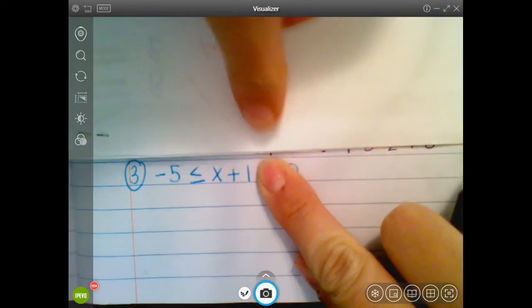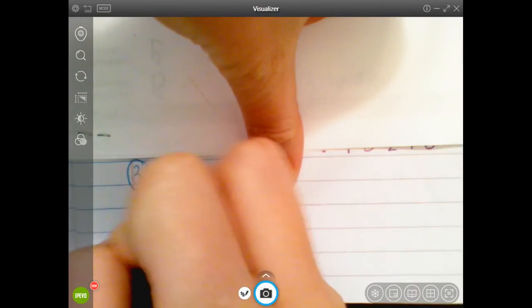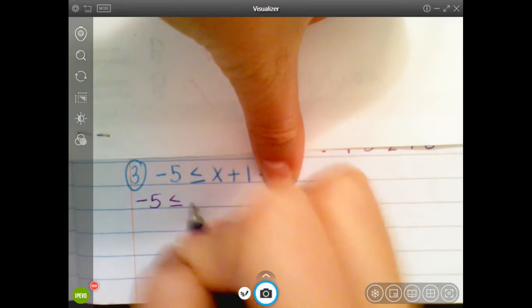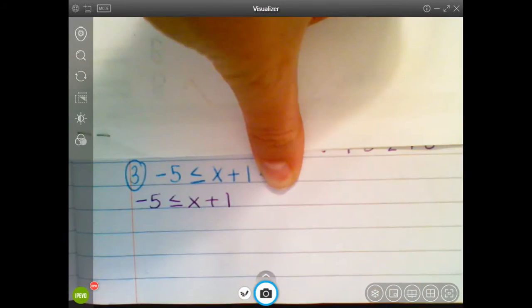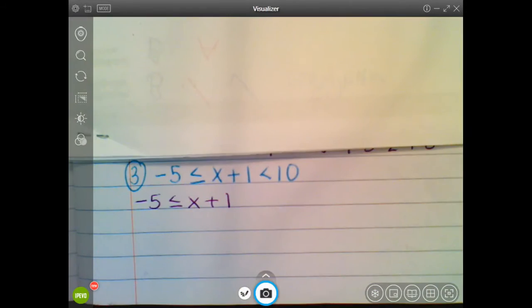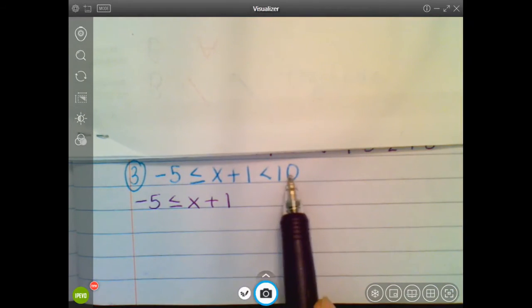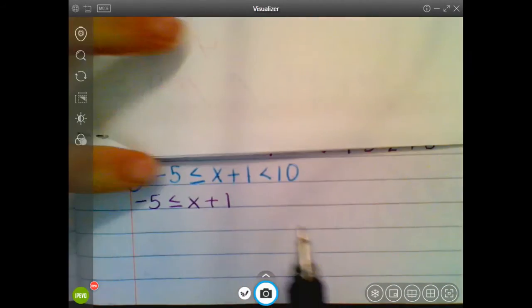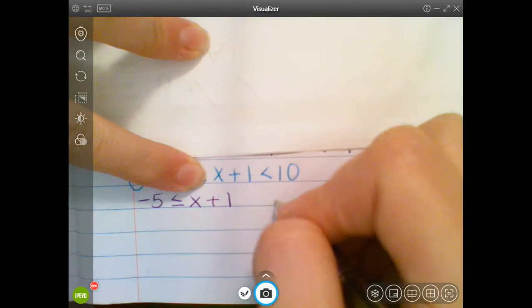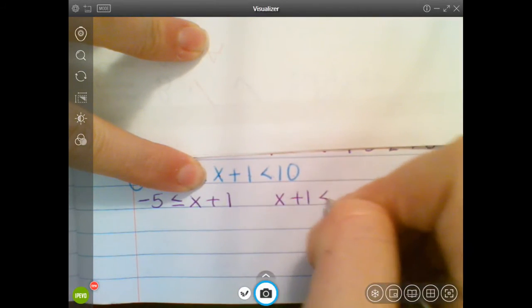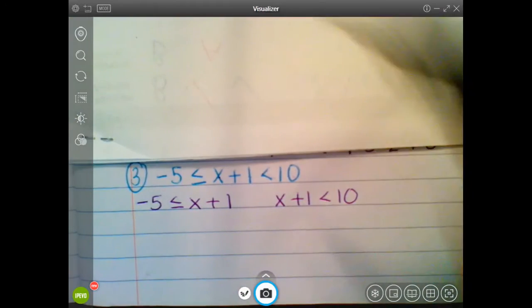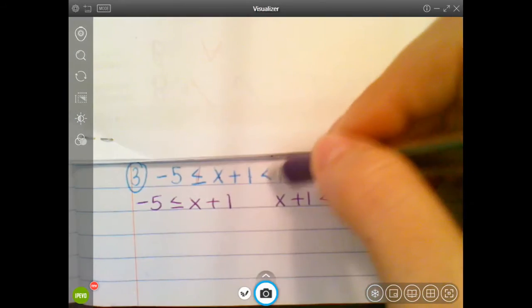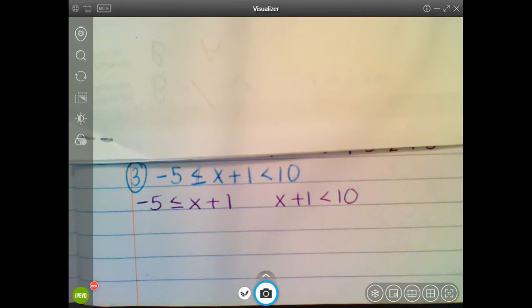So I'm going to copy down that equation. So negative 5 less than or equal to x plus 1. So that's one of them. But now, if I want to do the one with 10 is less than 1 plus x, well, another inequality, so I'm going to cover that part up. So my other one is x plus 1 is less than 10. So essentially, if you were to draw lines here, you could see which ones you should include or not. So I like to separate them out.